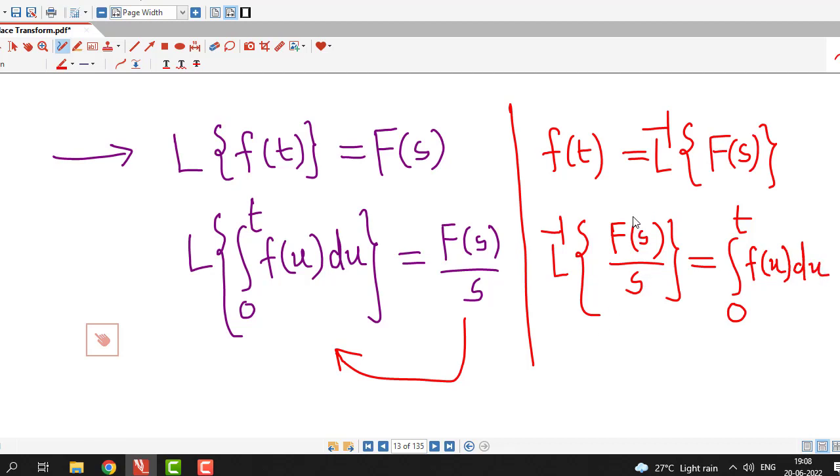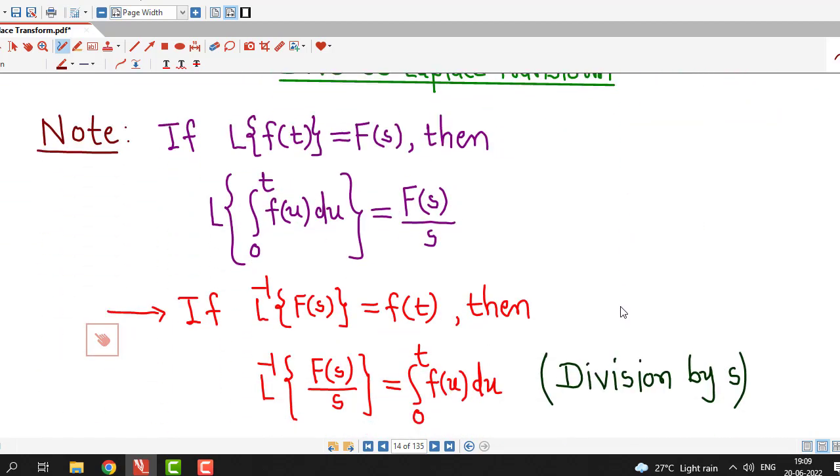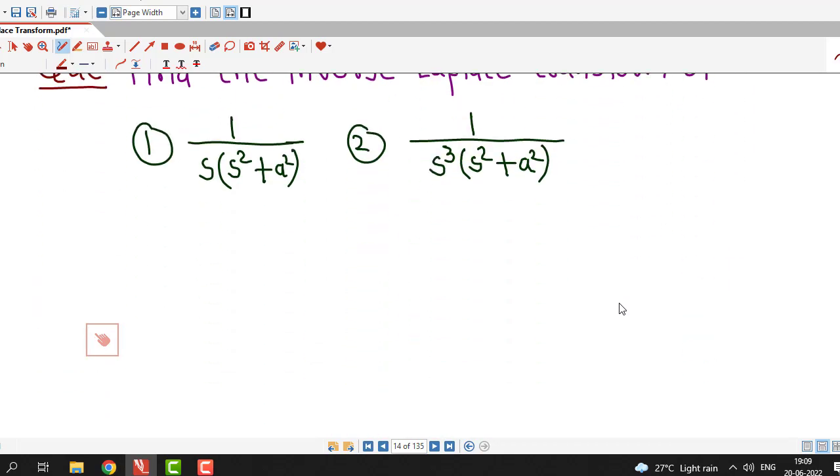So whenever our function capital F is divided by s, we can use this formula. We just have to integrate inverse Laplace transform of capital F of s with respect to u from 0 to t. So whenever we have power of s, or whenever we have this type of term 1 by s raised to something in the given function, then we can apply this formula. So we understand this method with one or two examples.